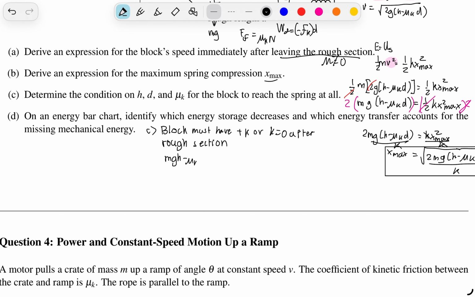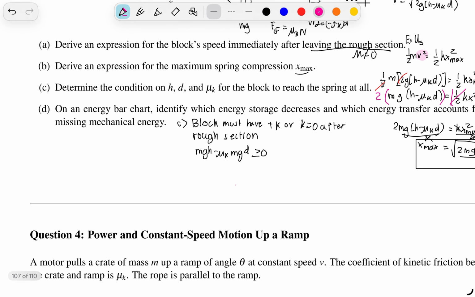Now that means that in order to have kinetic energy, your mgh minus mu k mg times d all has to be greater than 0. So if we just divide everything by mg, we can cancel those out. We just get that our height minus mu k times d has to be greater than 0, aka the height has to be greater than mu k times d at minimum.